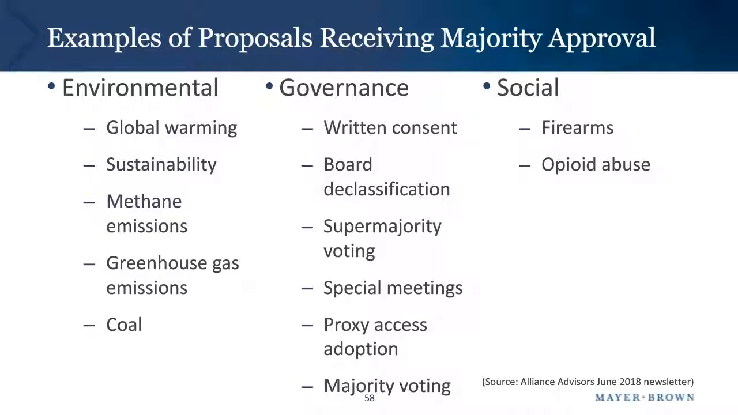So, for example, proposals to declassify the board in 2018 averaged 84.5% in favor. Not all the topics mentioned on the slide passed. However, some that did not attain majority approval did achieve significant support, with over 30 or 40% in favor, and that level of support can have an impact on the company.